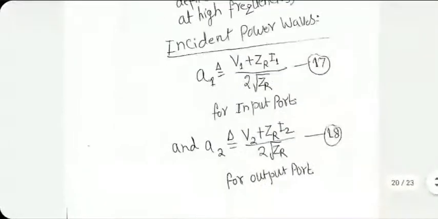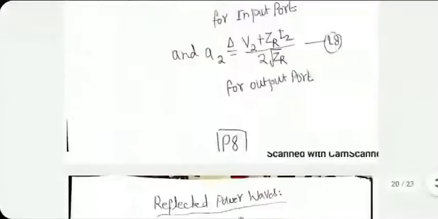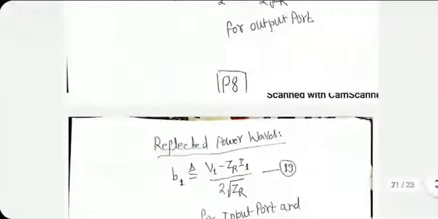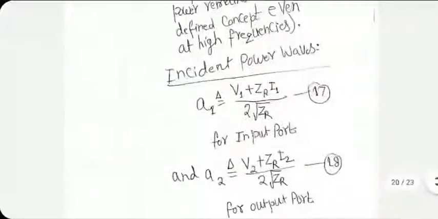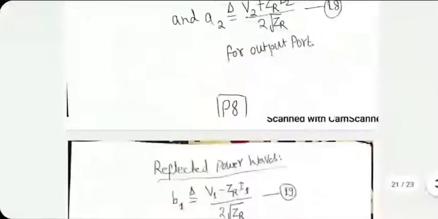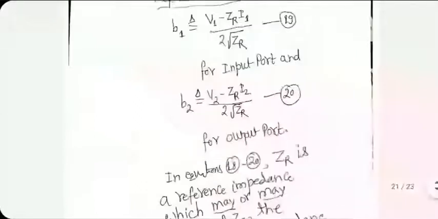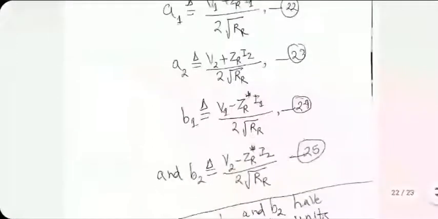Small a1 and small b1 for the input port, small a2 and small b2 for the output port. Just take them from me right now. If we take these formulas, these new quantities, small a1, small a2, small b1, small b2, which are related to v1, i1, and v2 and i2, and the impedances of the port, and by the way, port impedance can be complex also. That is why we are being careful here.